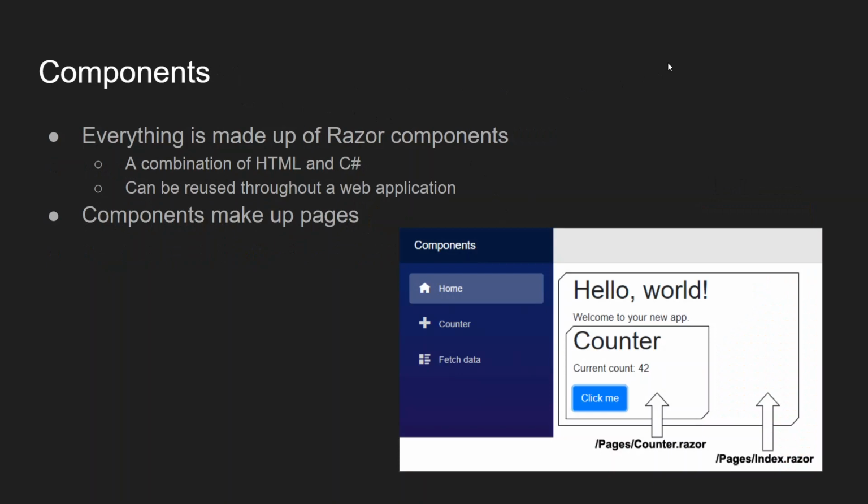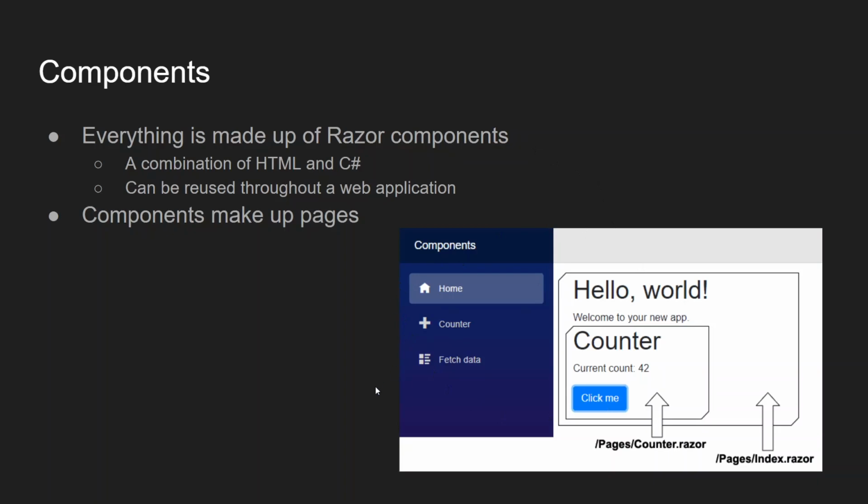So components are a big part of Blazor. Everything in Blazor is made up of Razor components. They are a combination of HTML and C#. The front end is HTML, and they have some small C# back-end code to implement their functionality. And then they can be reused throughout a web application. And a bunch of these components will make up a page.